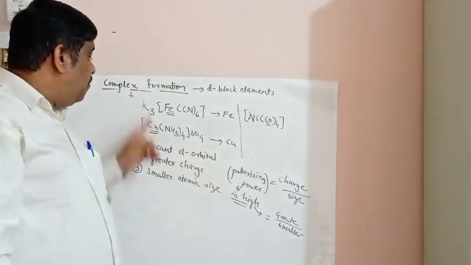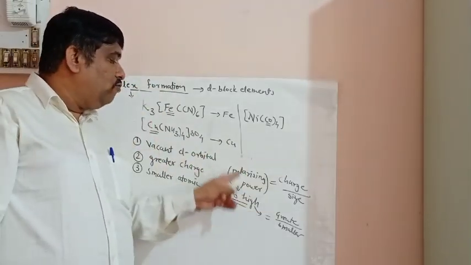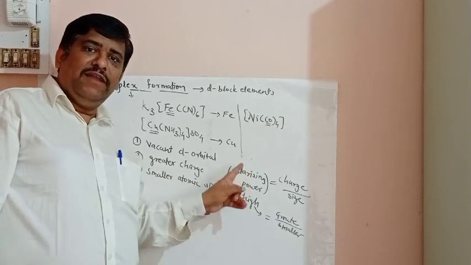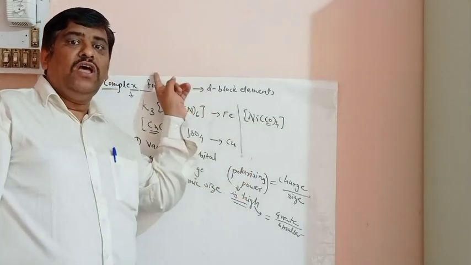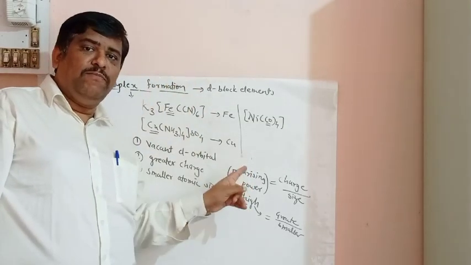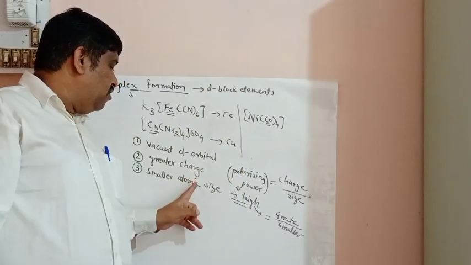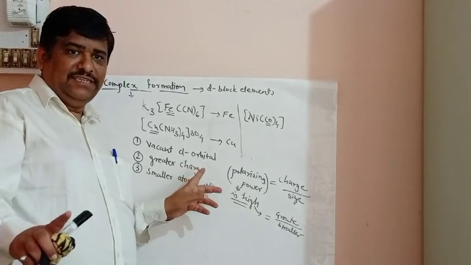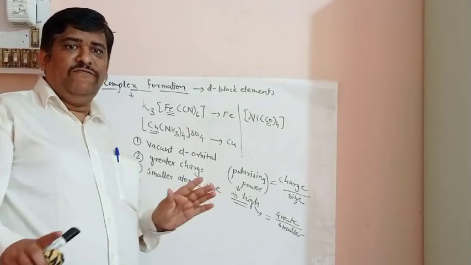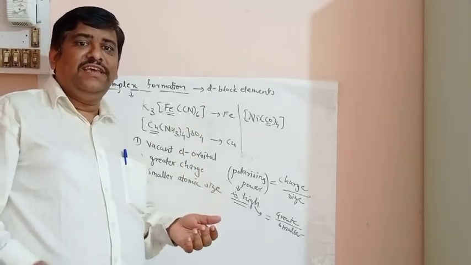And in the complex formation, for CET, I have told you polarizing power. Compounds with higher polarizing power give complex formation. Why do you get higher polarizing power for d block elements? Smaller atomic size and greater charge. Okay, so we'll stop here. In the next class, we'll discuss the remaining properties.